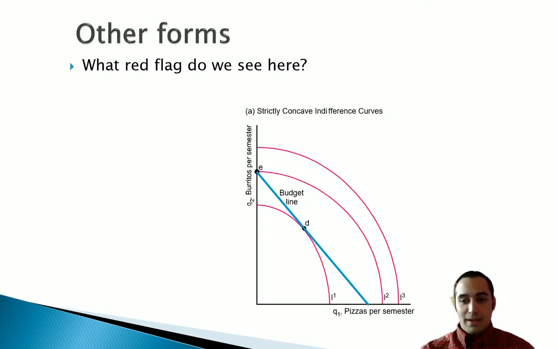So let's get into some wacky stuff. We're no longer in the usual suspects. Now here's just some weird graphs we've drawn. Look at the graph, and then tell me 2 things. 1, what red flag do you see? And 2, where would you look for a solution?